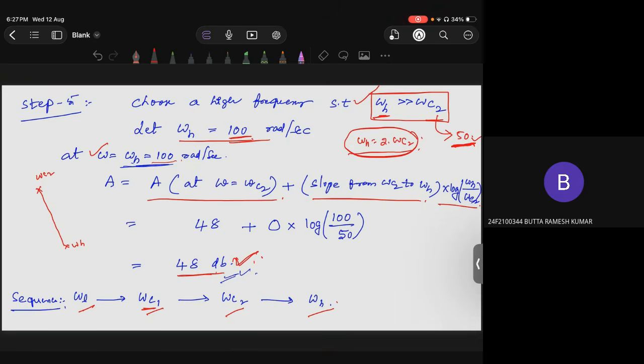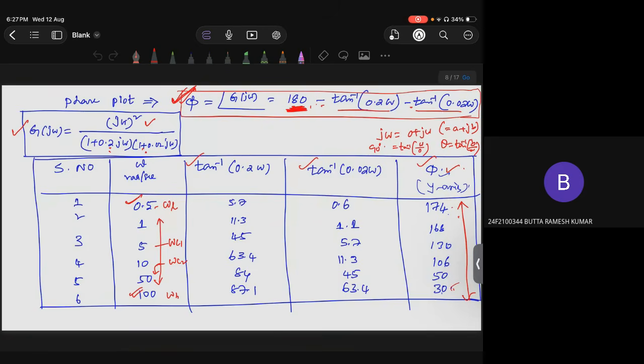These are the two corner frequencies. You choose one frequency very much less than omega C1, and you choose another frequency very much greater than omega C2. For each frequency, you are calculating the magnitude. Similarly, the phase plot also. This is the angle corresponding to the transfer function.